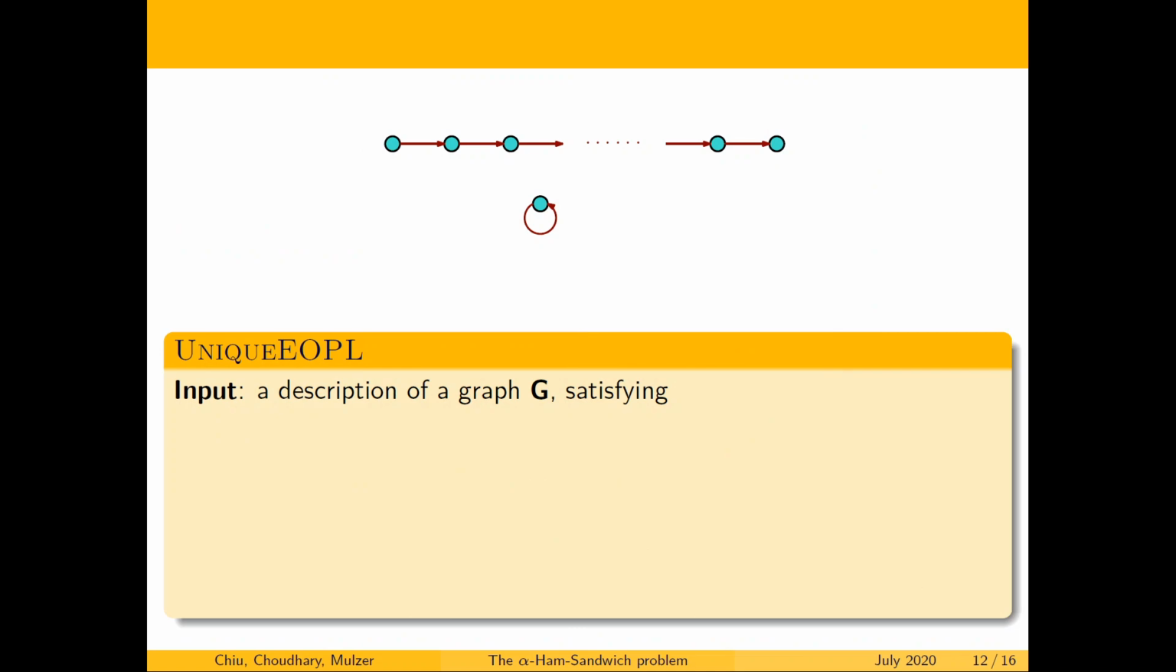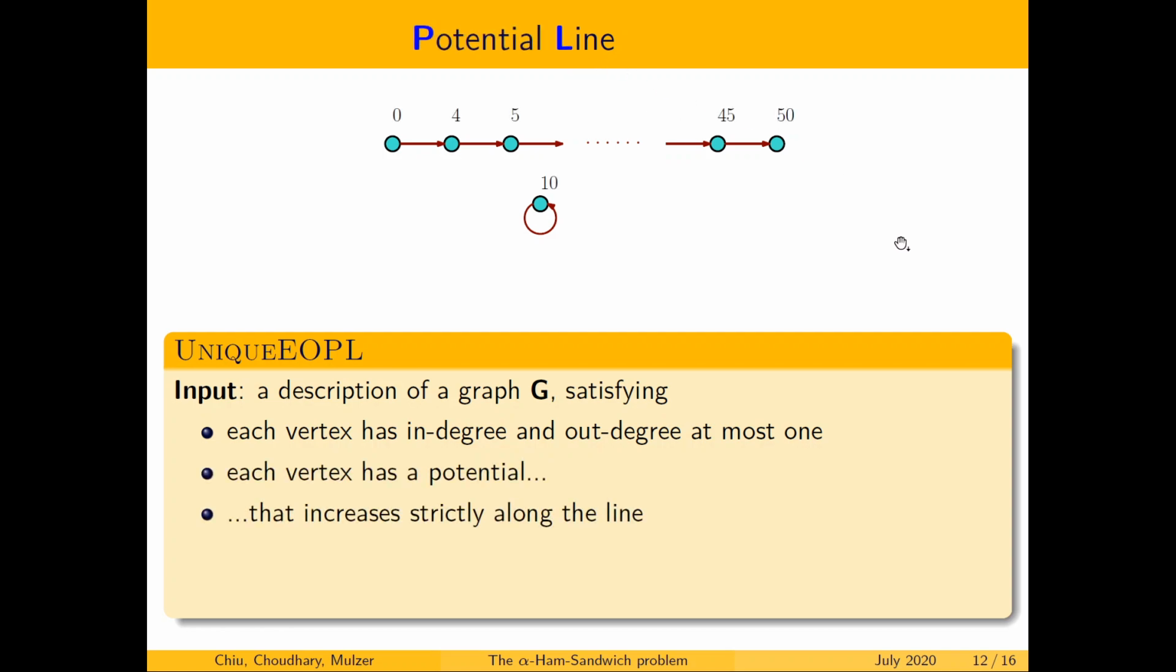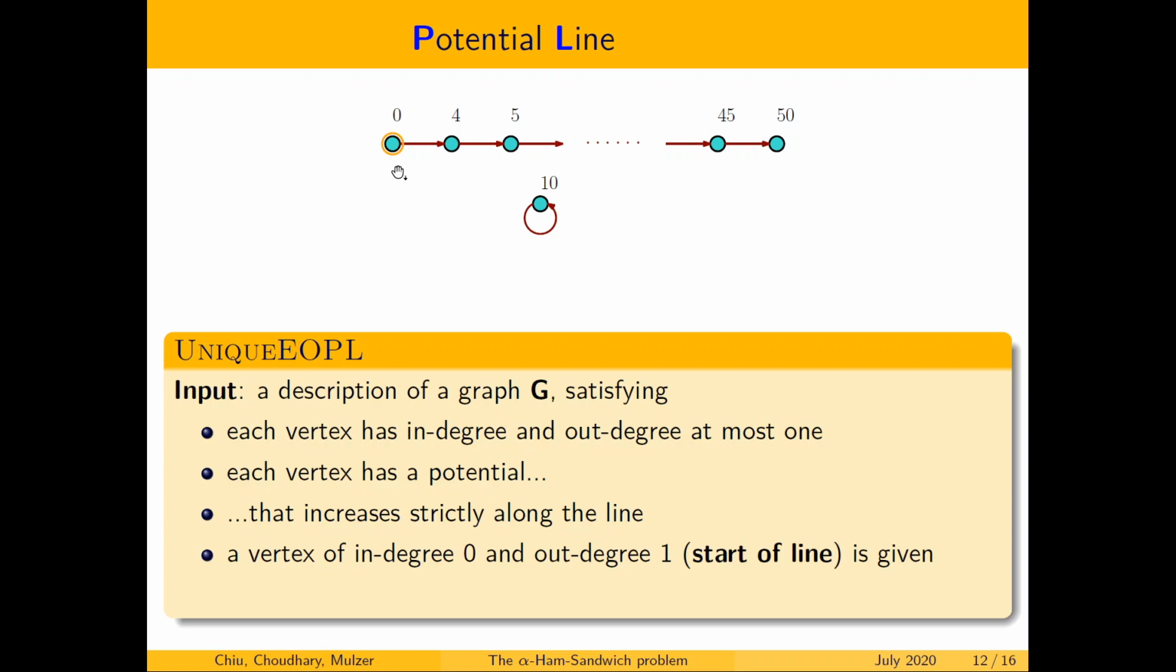That becomes more clear when we look at the problem which defines this complexity class. So let's say as input we are given a graph G which consists of a path and perhaps some isolated vertices. More precisely, each vertex has in-degree and out-degree 1, so it's called a line. And there is a potential associated with each vertex that increases strictly whenever we walk along the line. We are also given a source vertex for which the in-degree is 0. We call this the start of a line.